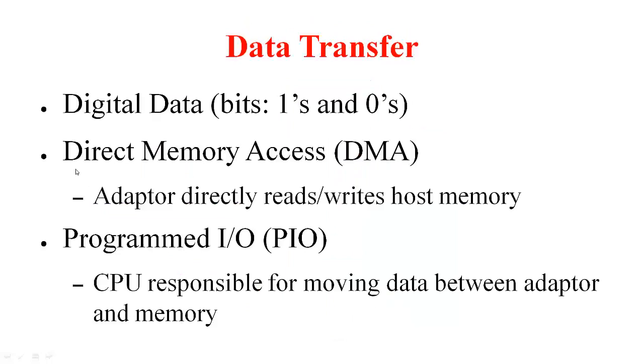There are two ways to move the data. One is called direct memory access. In this case, the adapter directly reads and writes into the host memory. Another is programmed input-output. In this case, the CPU plays a role. In other words, it is responsible for moving the data between the adapter and the memory.